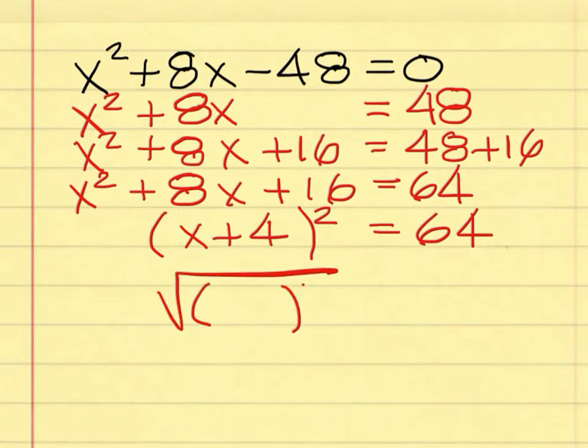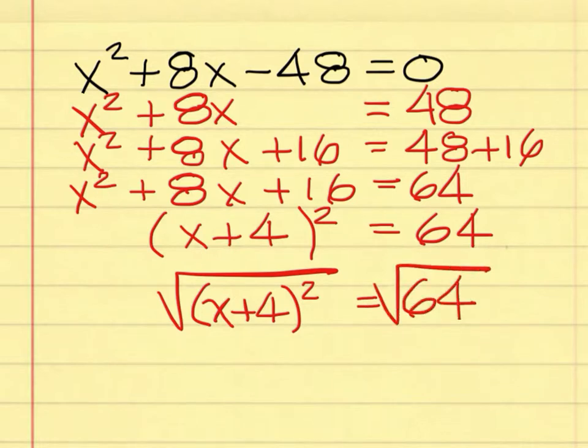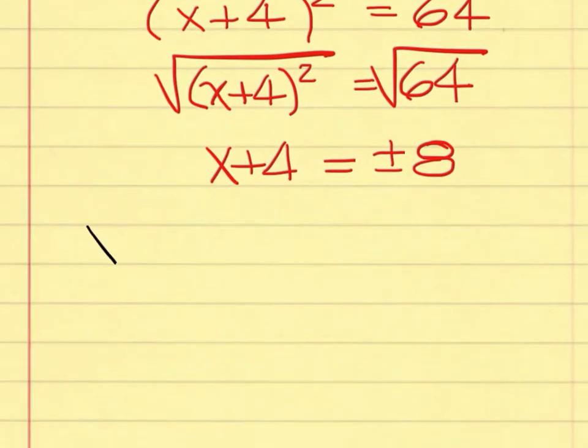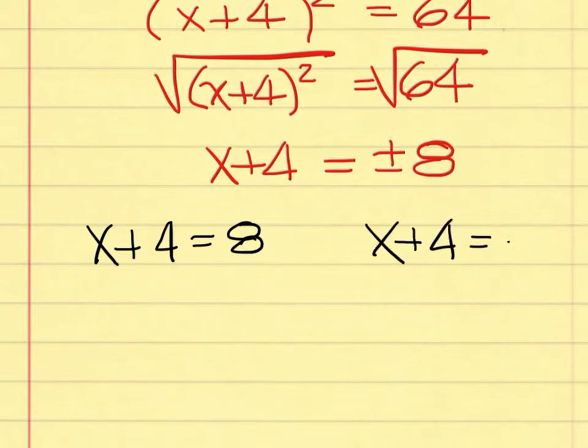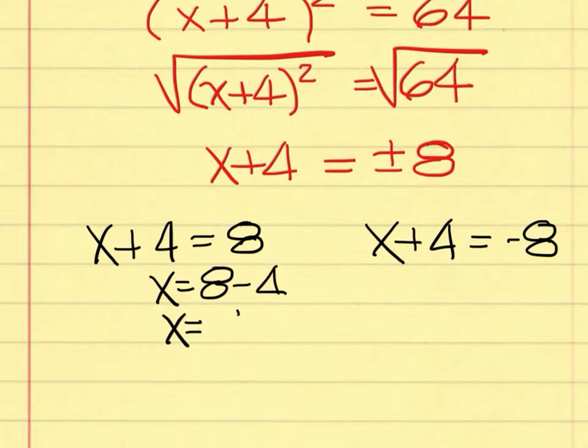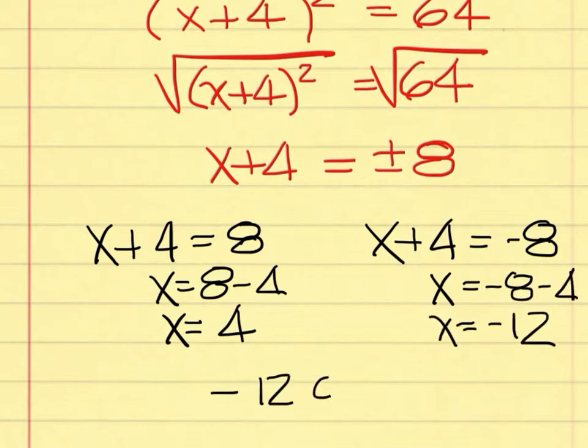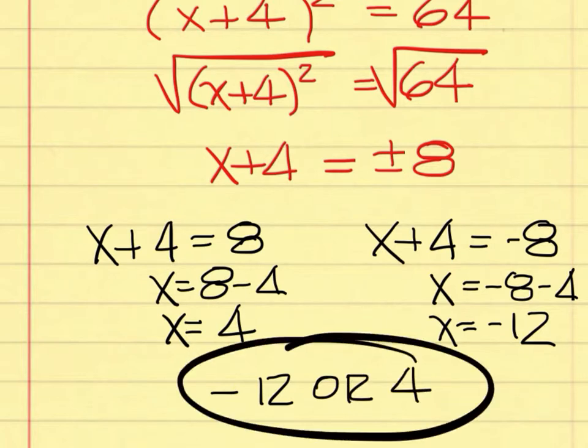The square root of the quantity squared of x plus 4 equals the square root of 64. So on the left, we have x plus 4 left over and plus or minus 8. Next step is to do x plus 4 equals 8, x plus 4 equals negative 8. This is 8 minus 4, which is going to be 4. And this is going to be negative 8 minus 4, which is negative 12. Negative 12 or 4 is the answer.